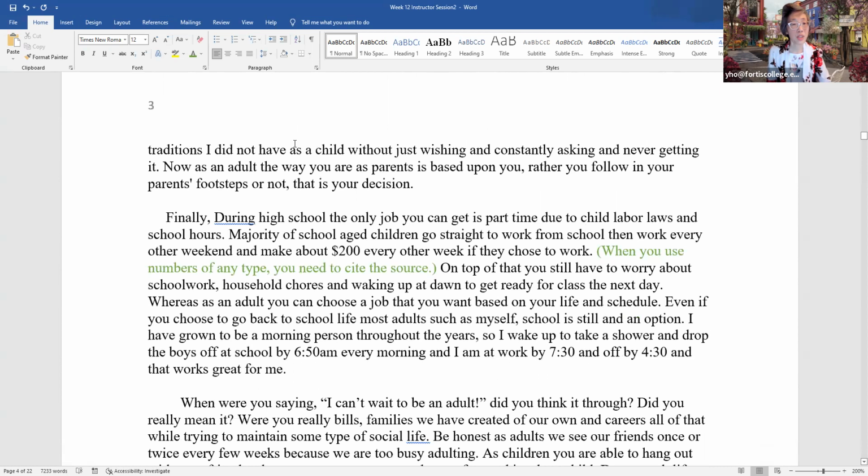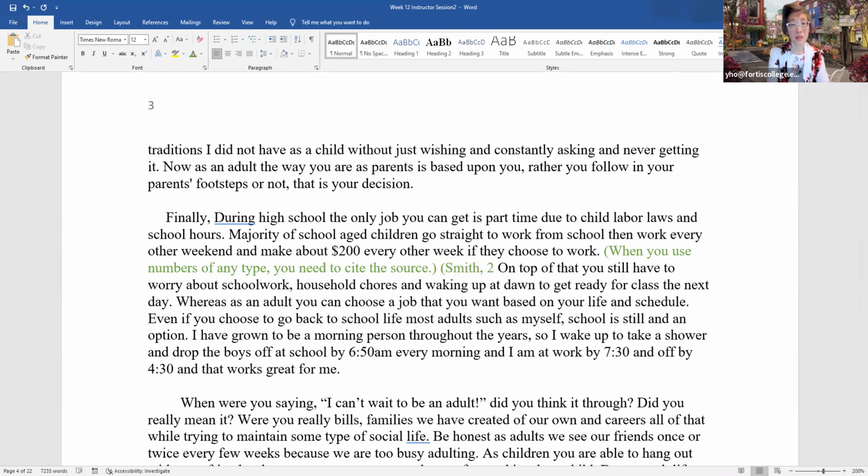Now here she mentions money. The majority of school-age children go straight to work from school, then work every other weekend and make about $200 every other week if they choose to work. Not chose to work, if they choose to work. So here, if you're going to be using any kind of numbers, dollars and cents, you have to write where you got this number from. How do you know that this person makes $200?